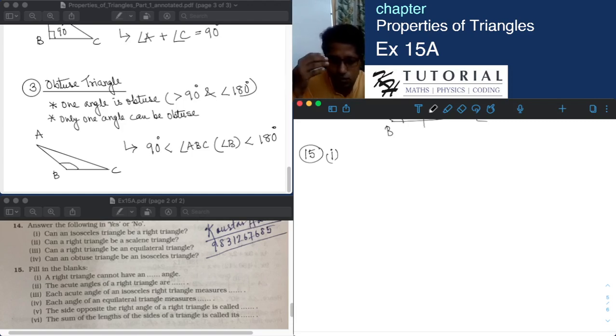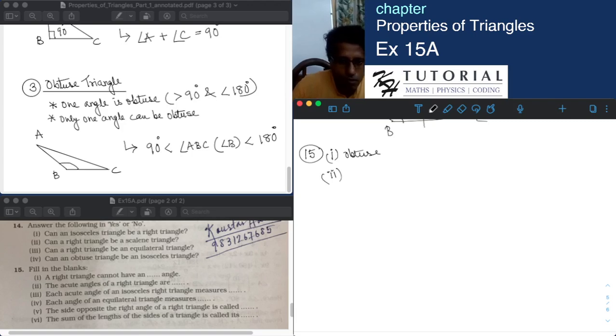Now what are the types of angles we know? We know acute angle, right angle, obtuse angle, and reflex angle. Reflex angle it cannot be, because a reflex angle is more than 180 degrees. So the choices are right angle, acute angle and obtuse angle. Now in a right triangle it cannot have another right angle, and it cannot have an obtuse angle, because in a right triangle the other two angles have to be acute. So the fill in the blanks will be obtuse.